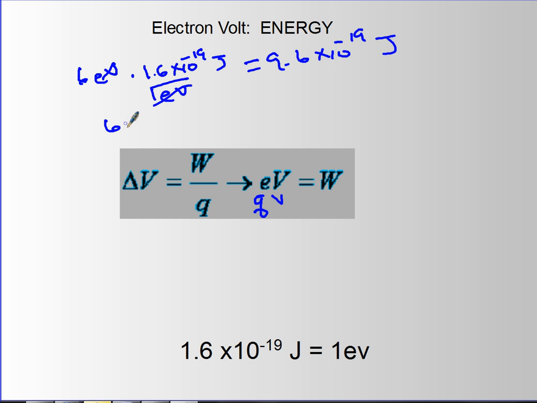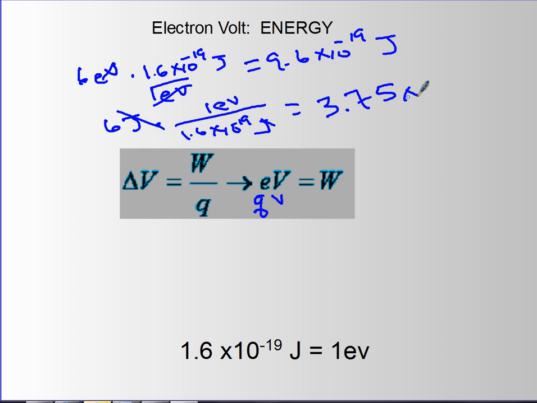What if this was 6 joules? How would I convert it to EVs? Well, once again, 1.6 times 10 to the negative 19 joules is 1 EV. Multiply straight across, joules cancel. So it's 6 divided by 1.6 times 10 to the negative 19 gives me 3.75 times 10 to the 19 EVs. So the EV is a very small unit, but that's really convenient for what we're using it for.